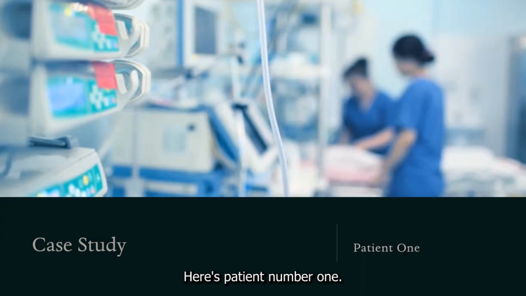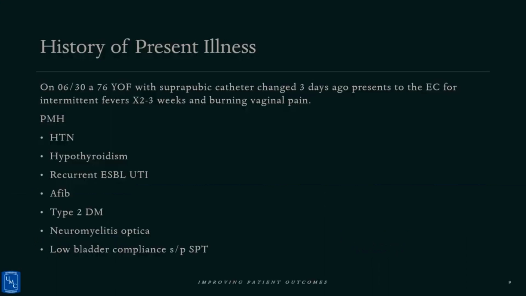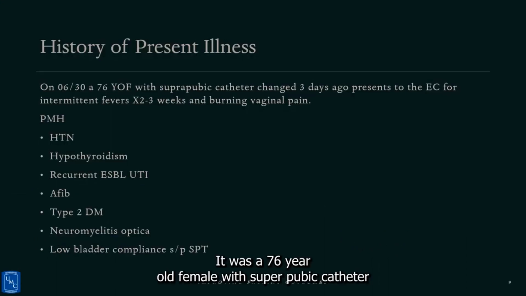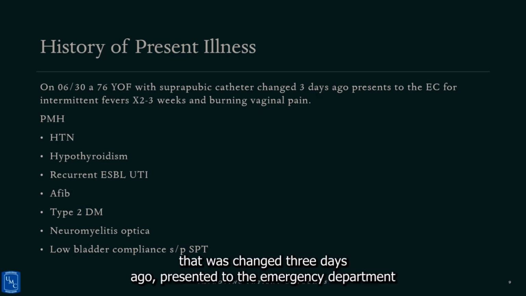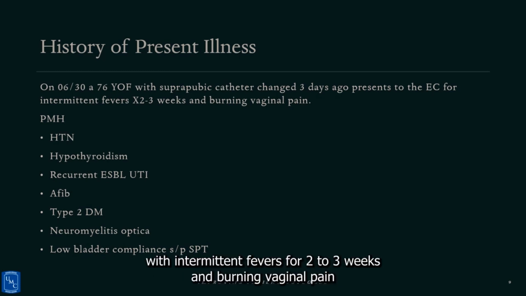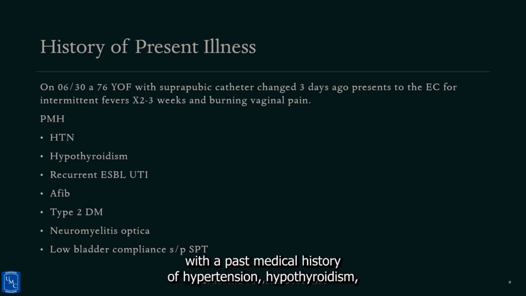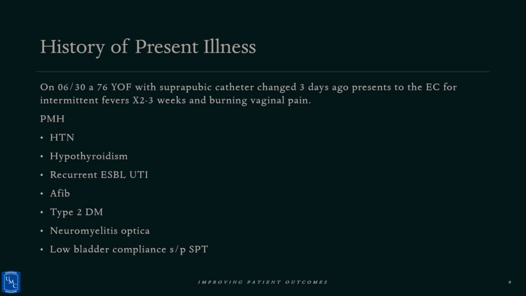Here's patient number 1. This patient presented on June 30th. It was a 76-year-old female with a suprapubic catheter that was changed 3 days ago. She presented to the emergency department with intermittent fevers for 2 to 3 weeks and burning vaginal pain, with a past medical history of hypotension, hypothyroidism, recurrent ESBL UTIs, atrial fibrillation, diabetes, and she had a suprapubic catheter in place.